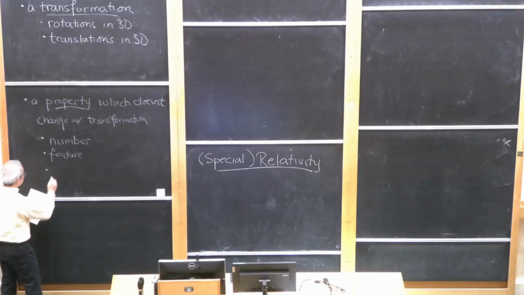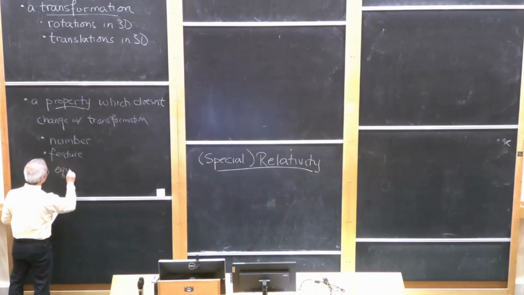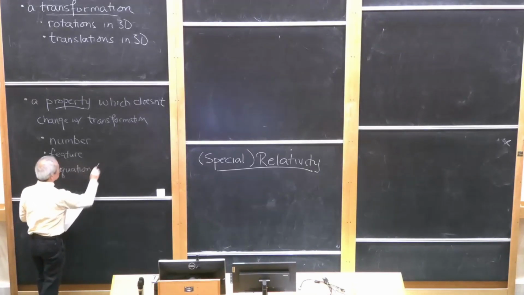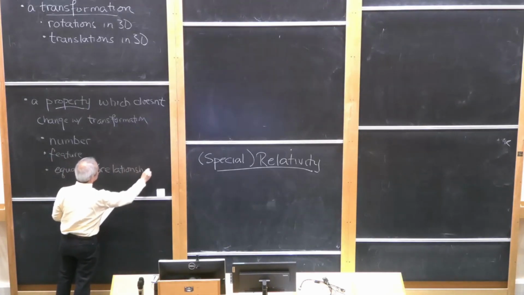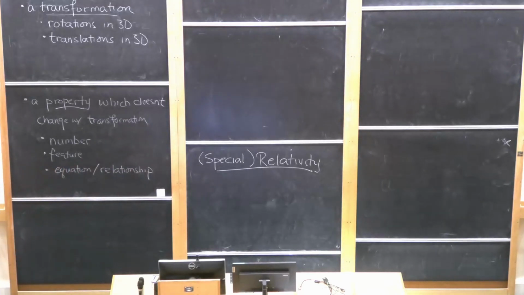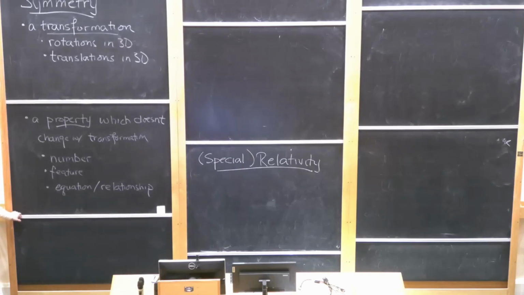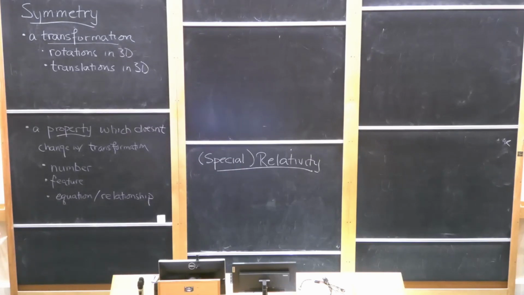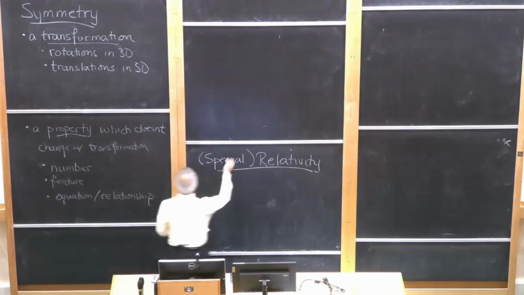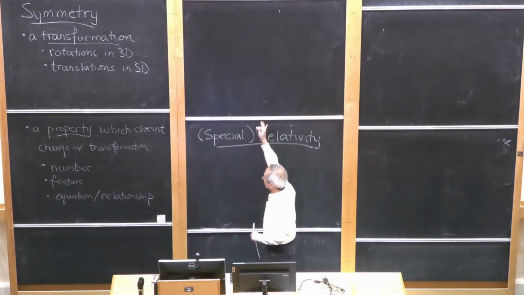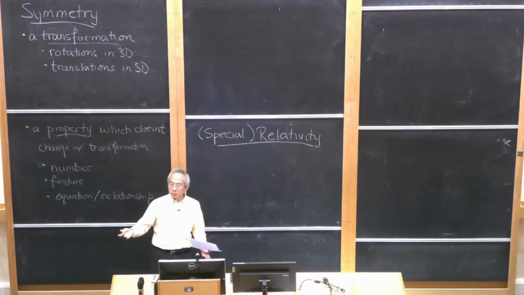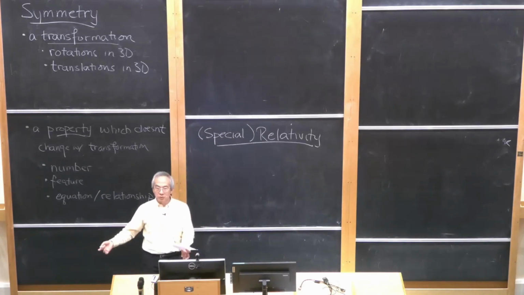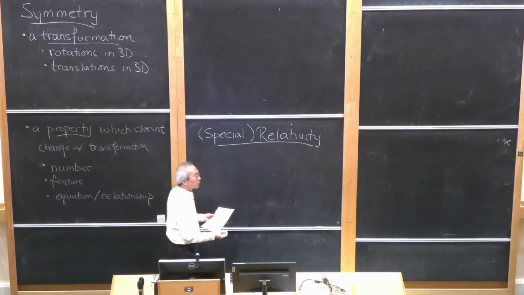Perhaps a little bit more interesting for us is an equation or just some sort of relationship which does not change when you do the transformation, okay? So these two elements together basically describe a symmetry. Now, let's go to special relativity. What does this involve? I think you did this in CP1, right? You've learned special relativity, and you might be asking why is there more, right?